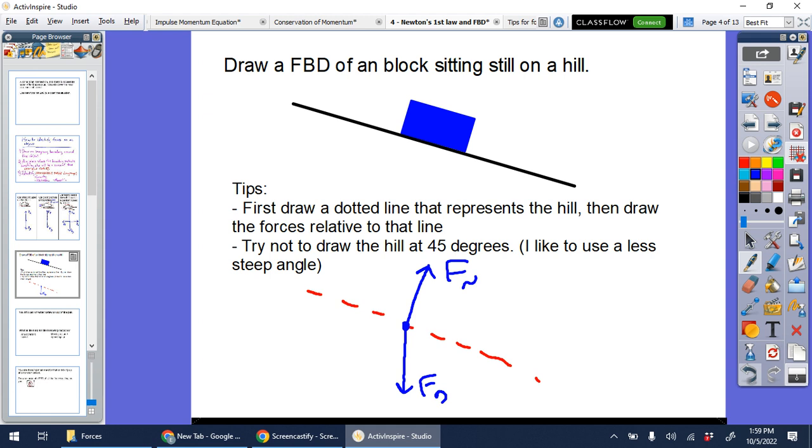There does have to be friction. If there wasn't friction, for example, what would happen to that block? It'd accelerate down the hill, right? Hopefully you know that when you stand on an icy hill, you accelerate down the hill. It's kind of sketchy. But in order for that block to be sitting there, there has to be friction.